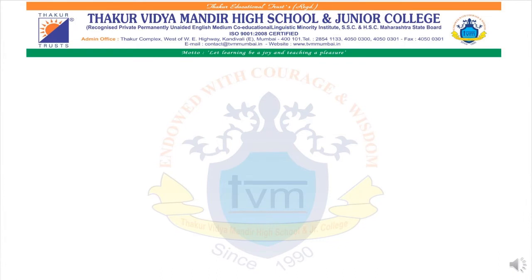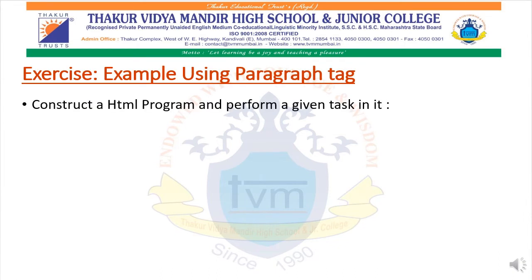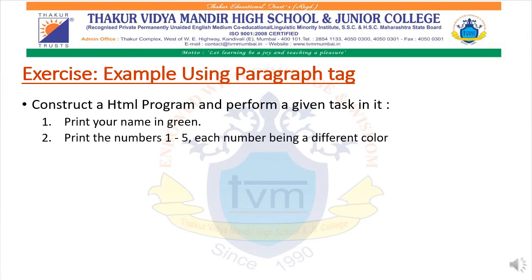Start with the given example. Here the example states: construct an HTML program and perform the given tasks in it. The first task, print your name in green color. Second, print the numbers 1 to 5, each number being a different color. Third, print your name in a Tahoma font.